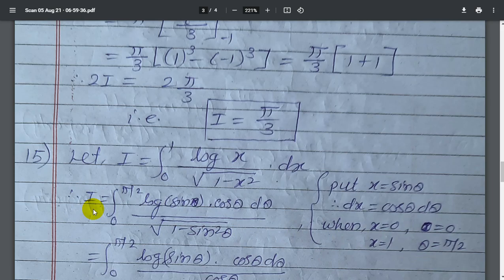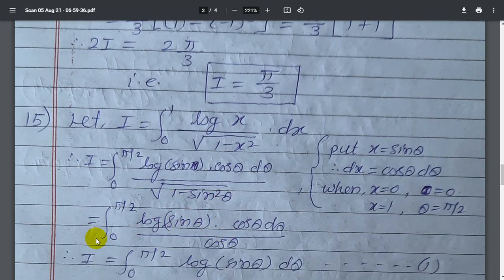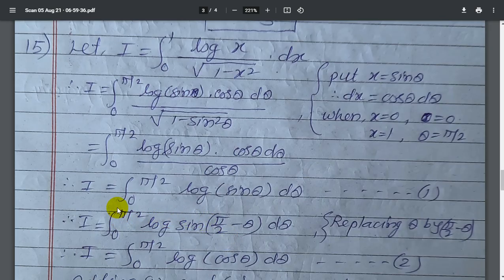Therefore, integral I can be written as integral 0 to pi by 2 of log of sin theta into cos theta d theta upon square root of 1 minus sin square theta. Here 1 minus sin square theta is cos square theta and the square root of cos square theta is cos theta, so cos theta cancels with cos theta. Therefore, I equals integral 0 to pi by 2 of log of sin theta d theta, and let it be equation first.